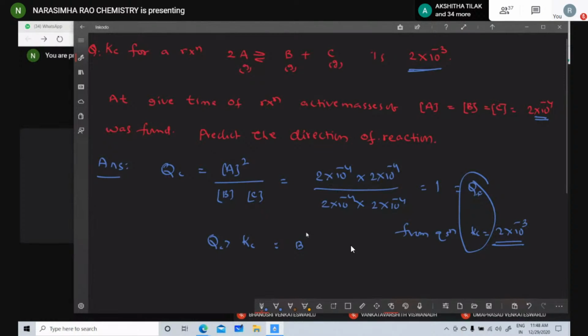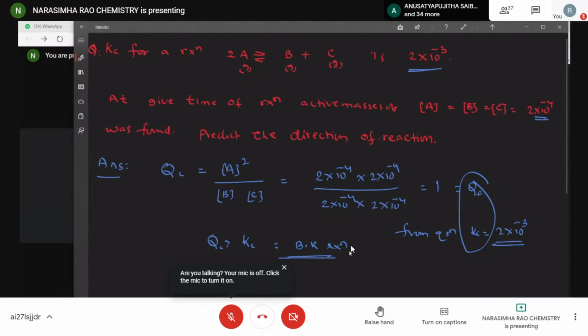Qc is greater than Kc, so the reaction is backward. Clear, no? This type of model problem may appear in the exams also. Children, understand now? Yes, sir.